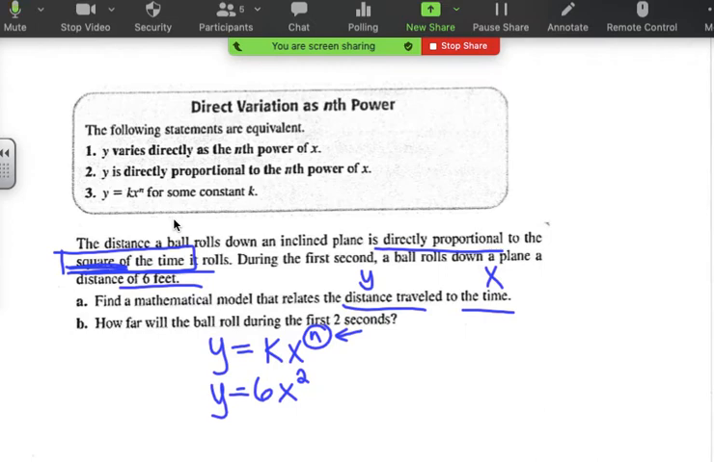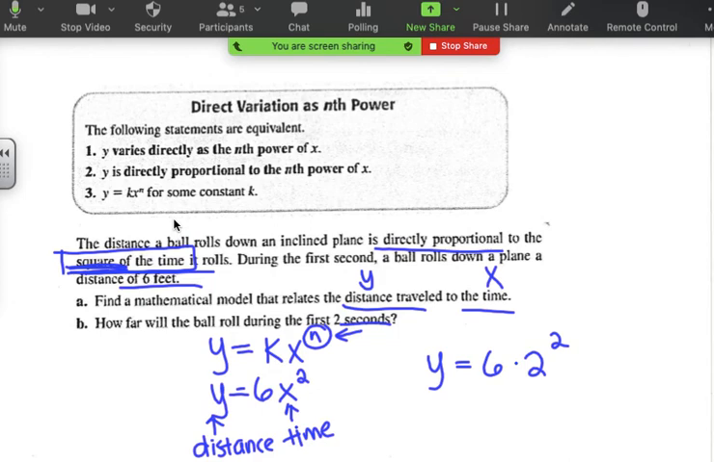So then after I create my mathematical model, it's time for me to figure out how far the ball would roll during the first 2 seconds. I know that y is representing distance, and x is representing time. So if I want to figure out how far it will roll in 2 seconds, I'm going to replace x with 2.